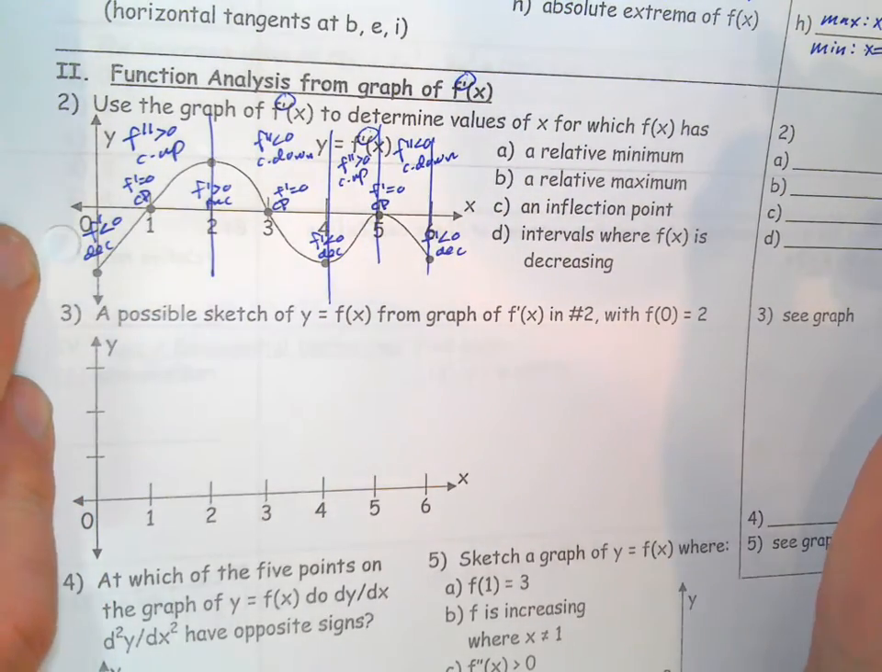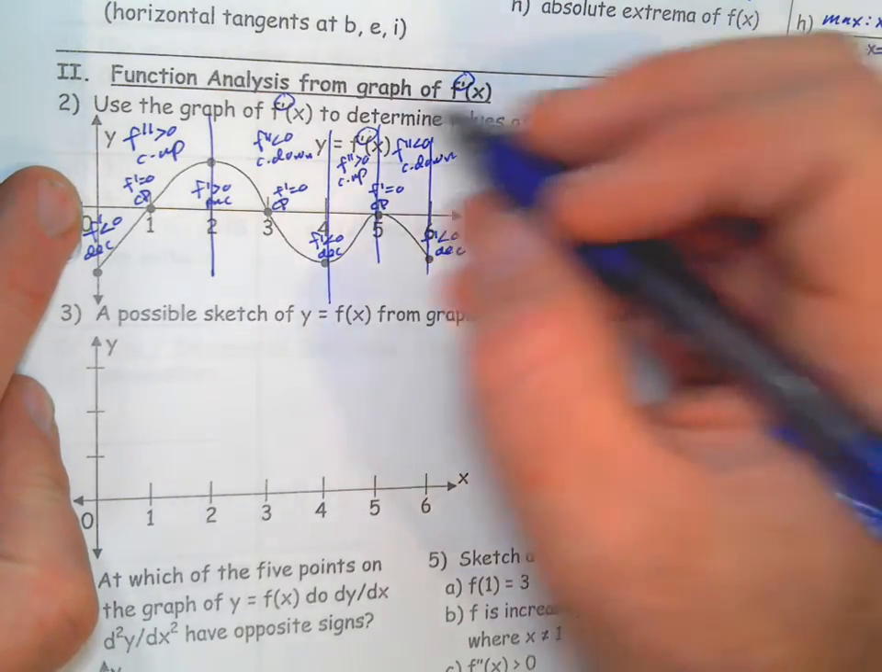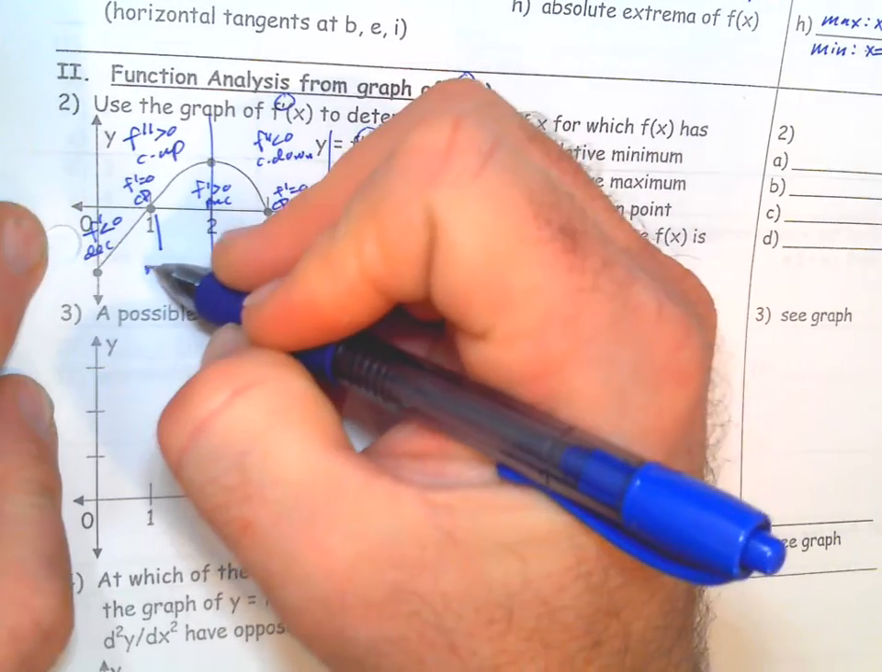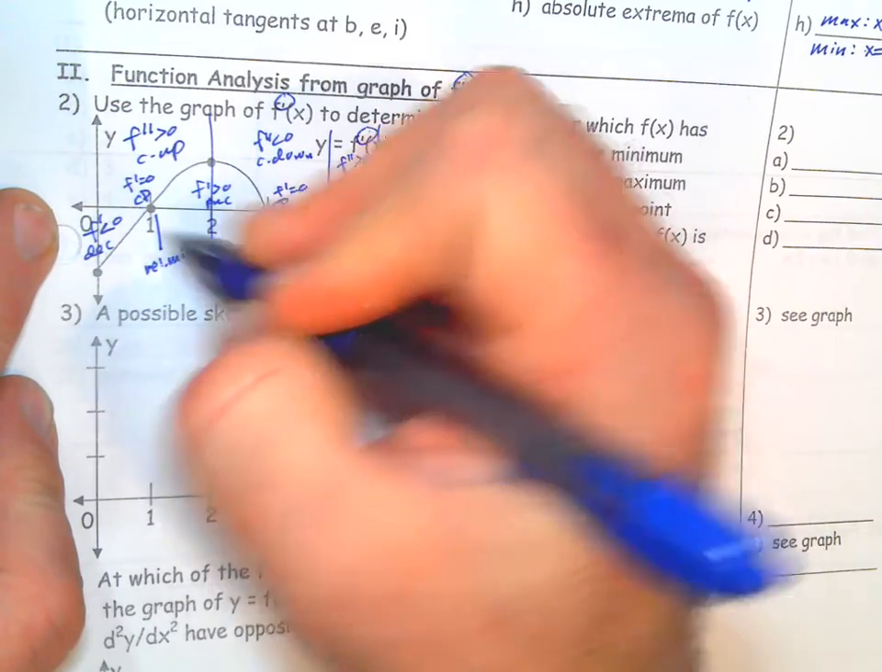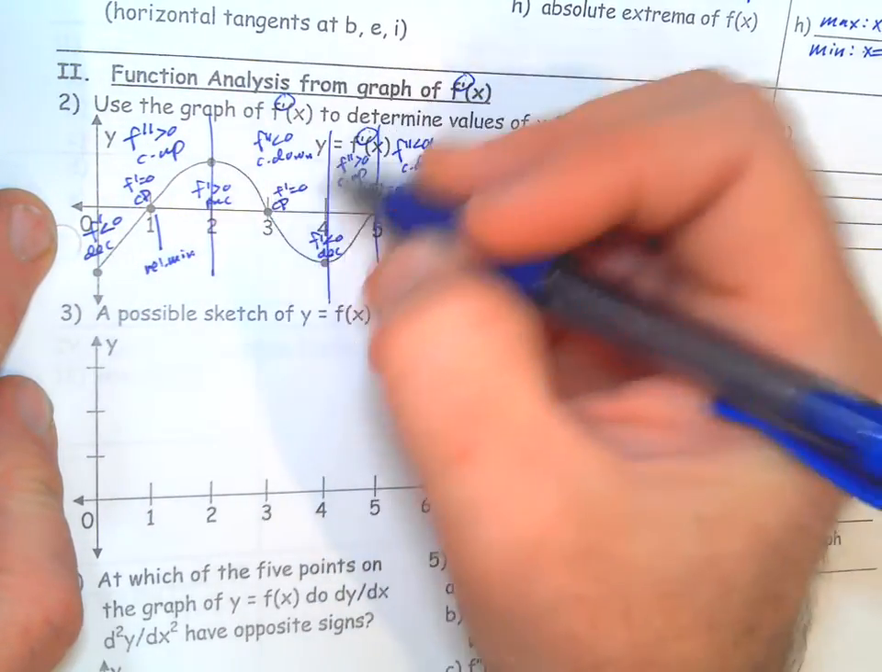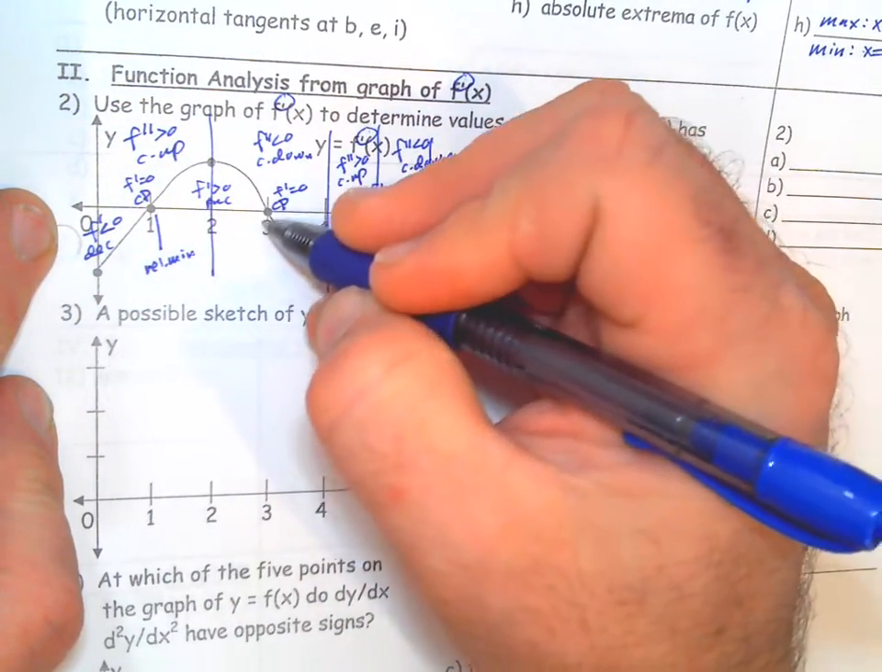So I think I have probably about everything I need. Well, we could say that this right here is a relative min because you're going down and then up and then up and then down. This is going to be a relative max.